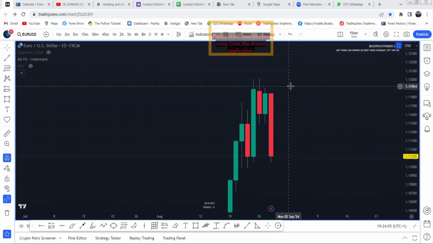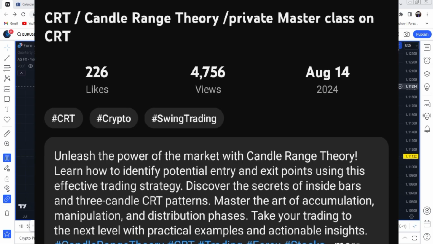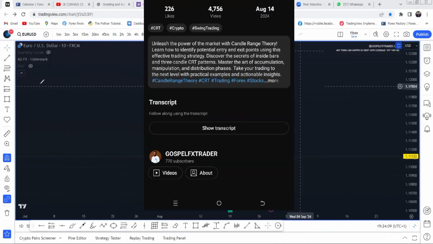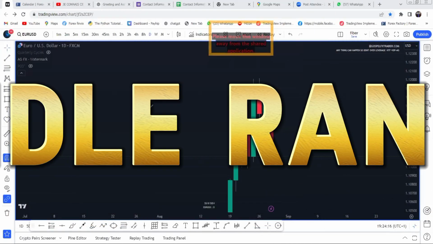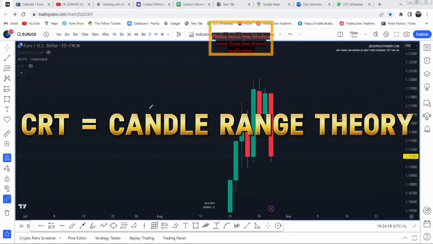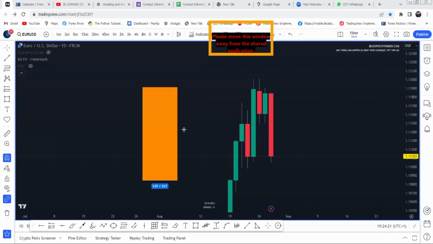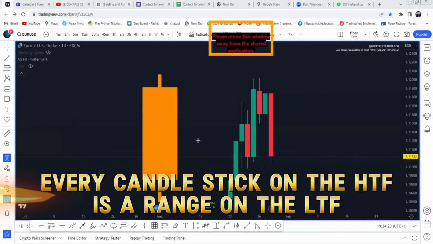I already made a video on the concept and the basics of CRT, so let's do a quick review of that. CRT simply stands for candle range theory, and this concept states that every candle that you see is simply a range.